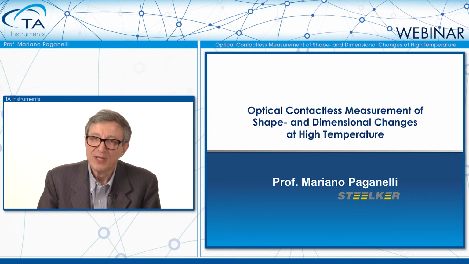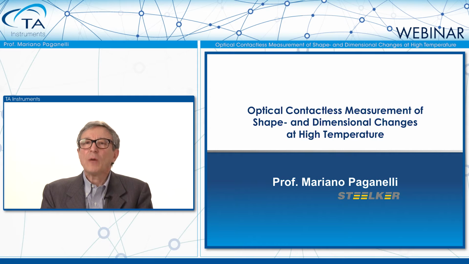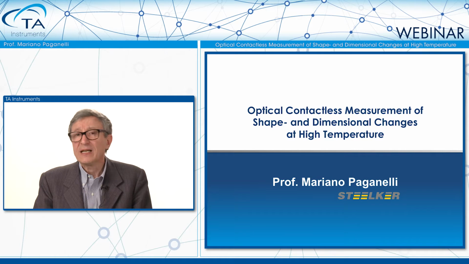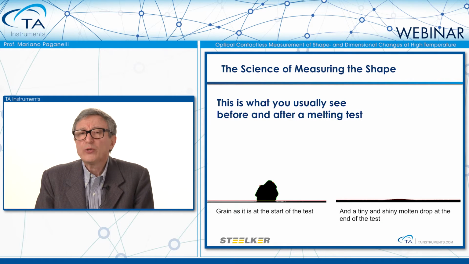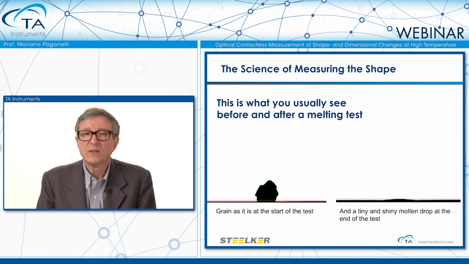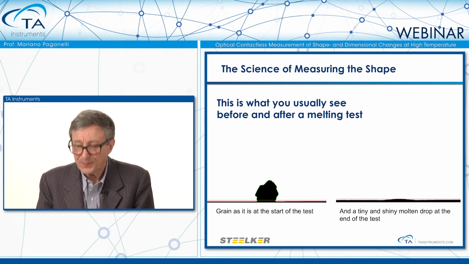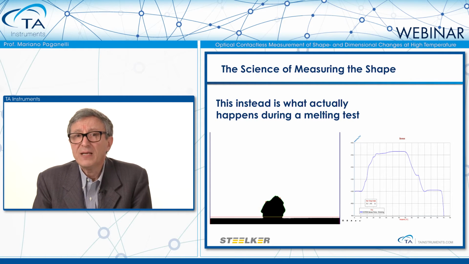I'm pleased to be here today to tell you about optical contactless measurement of shape and size dimension at high temperature. Why should we care about shape and size changes? After all, to measure the melting temperature, you can simply pick up a grain of material like the one shown here, put it inside the thermal analyzer and get a nice measurement of the melting temperature. Looking at the specimen at the end of the test, you will see only a shiny little drop of molten material. But real material melts in different ways.